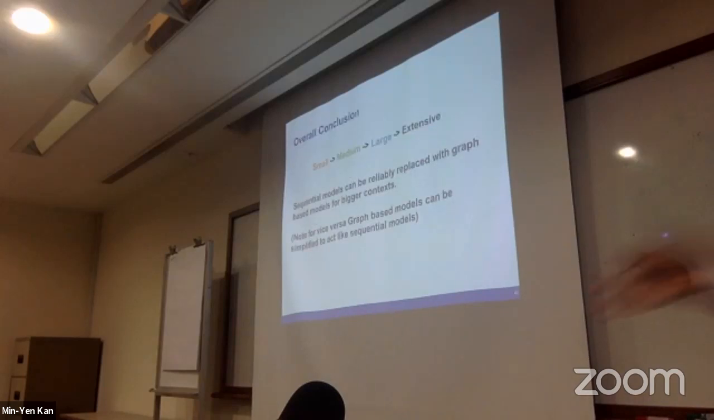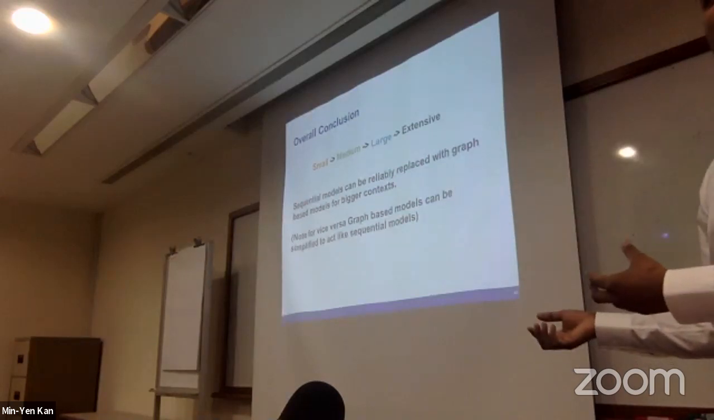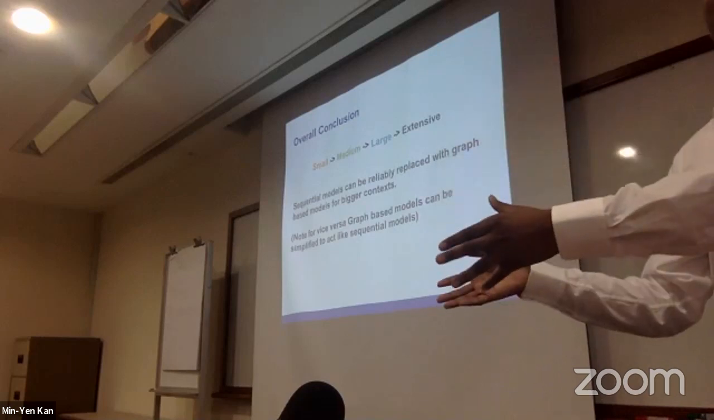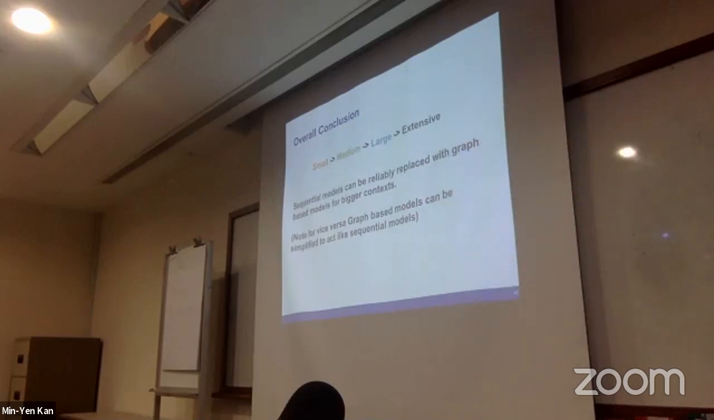So as we have moved from small to medium to large and to extensive context, one thing we are trying to show is that sequential models can be reliably replaced with graph-based models. We didn't want to say graph convolution model itself only, but graph-based models. But also that sequential models start becoming weaker as well.